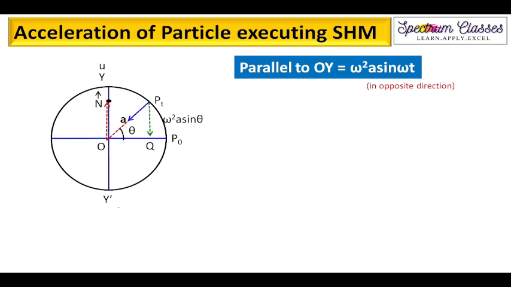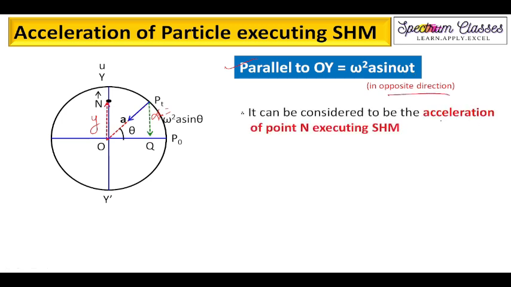I'm just going to show you here, just to remove extra things. So these arrows are highlighting over here. Red is the direction of y and green is the direction of alpha r, which is parallel to OY, and here I have written parallel to OY is omega square a sine omega t in opposite direction. Now it can be considered that this is the acceleration of point n, which is executing simple harmonic motion.